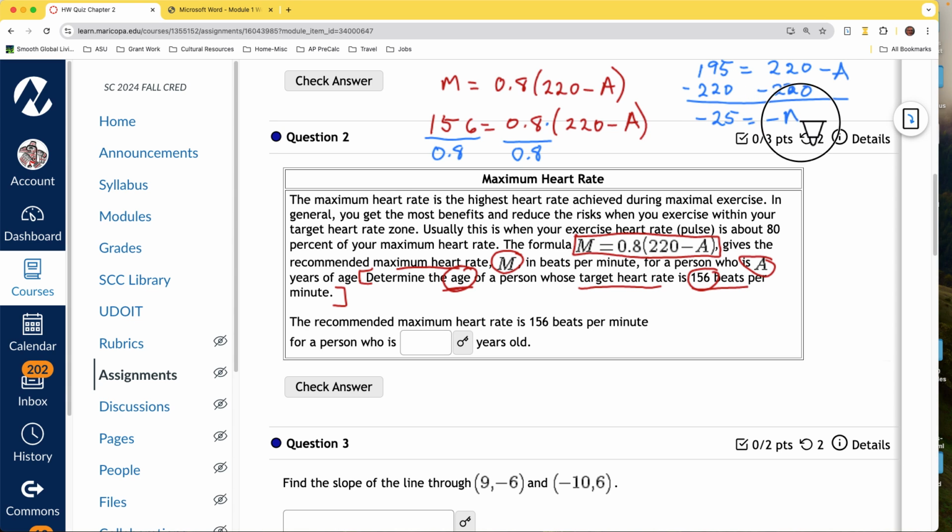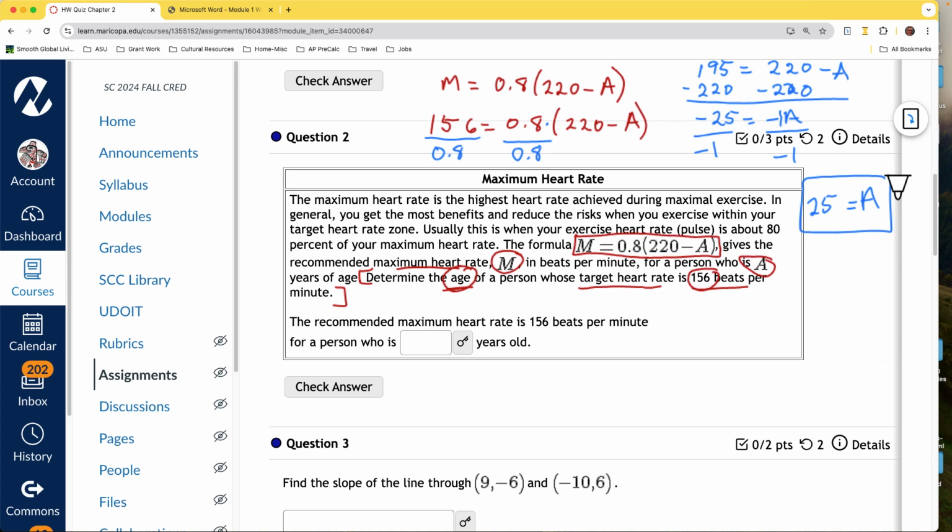-25 equals -A. And we could think of this as -1A. So how do we get rid of -1A? -1 times A. Divide by -1. So that gives us that A, the age, is 25 years. Negative divided by negative is positive. Turns to positive. Again, just solving, but these will help you as you go through any type of word problem.